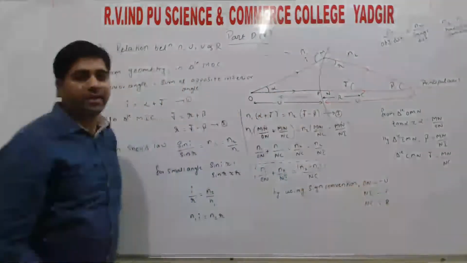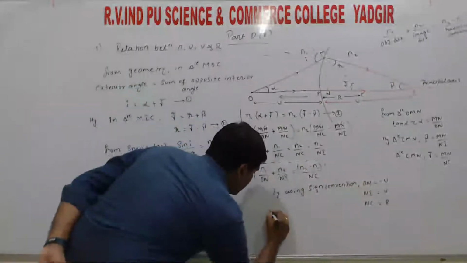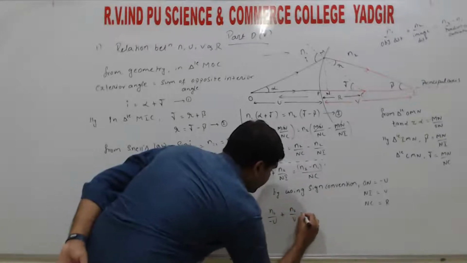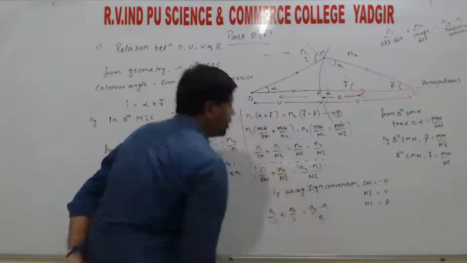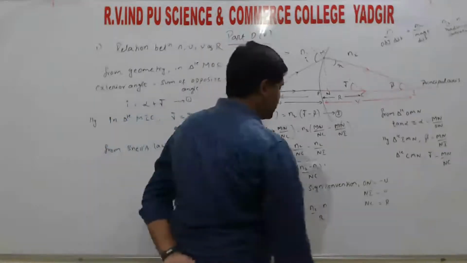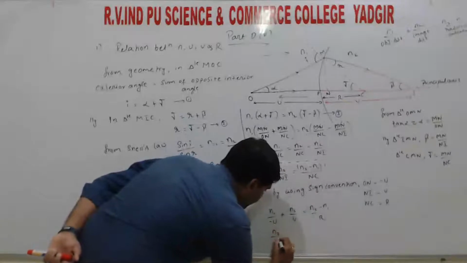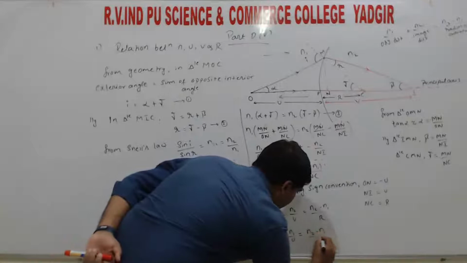So that is again from the sign convention. Since we used the sign conventions, n1 divided by minus u plus n2 divided by v that is equals to n2 minus n1 divided by r. So finally we can write this relation n2 by v minus n1 by u that is equals to n2 minus n1 by r.